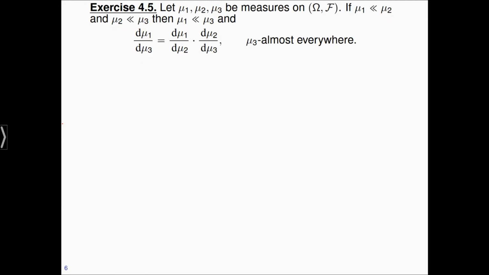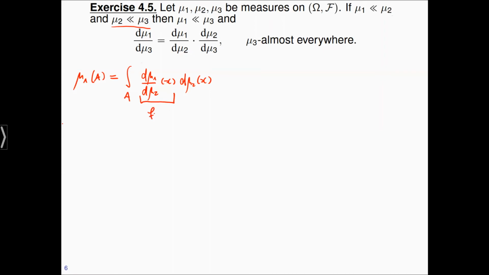Now, how about the density formula? What is mu1 of a set A? Well, we know that mu1 is absolutely continuous with respect to mu2. So we can write this as the integral over the set A, and we have to write here the density of mu1 with respect to mu2 and integrate this with respect to mu2. Now we want to use that mu2 is absolutely continuous with respect to mu3. And for this, we're going to use the last exercise.